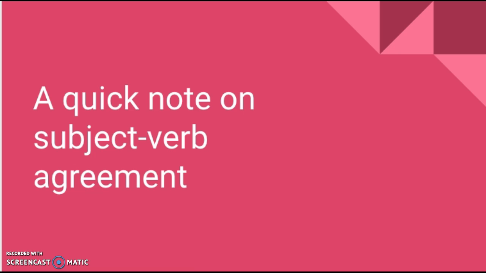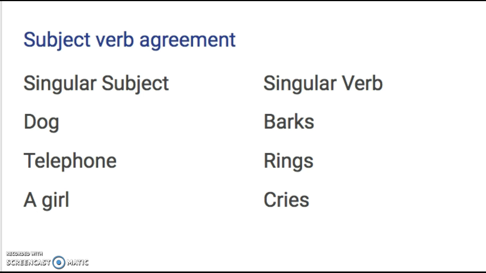A quick note, now that we're talking about two-word sentences, on subject-verb agreement. When you have a singular subject, I've given some examples here: dog, telephone, a girl. Those are all singular: one dog, one telephone, one girl. Notice the singular verbs that go along with those singular subjects. So dog barks, telephone rings, a girl cries. What you may notice about all three of those singular verbs is that they have an S at the end. Strange, right?